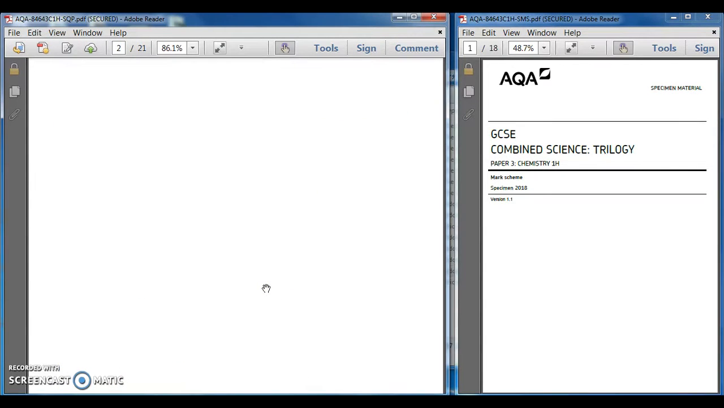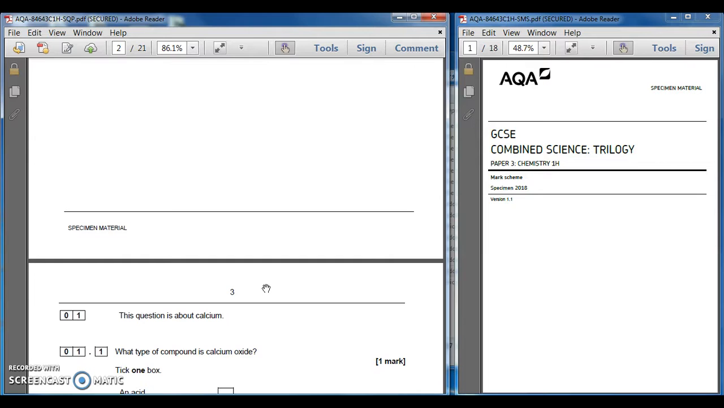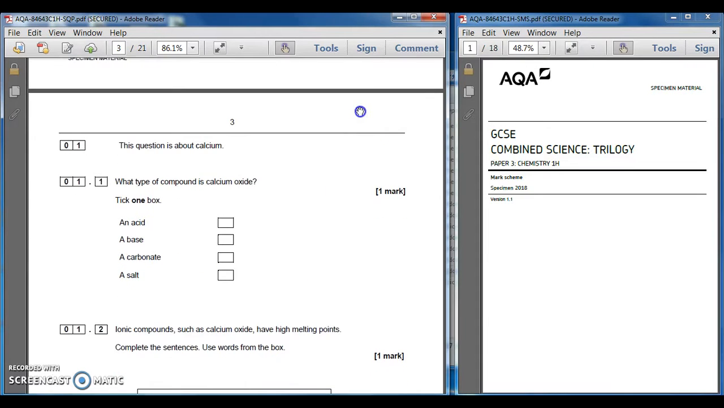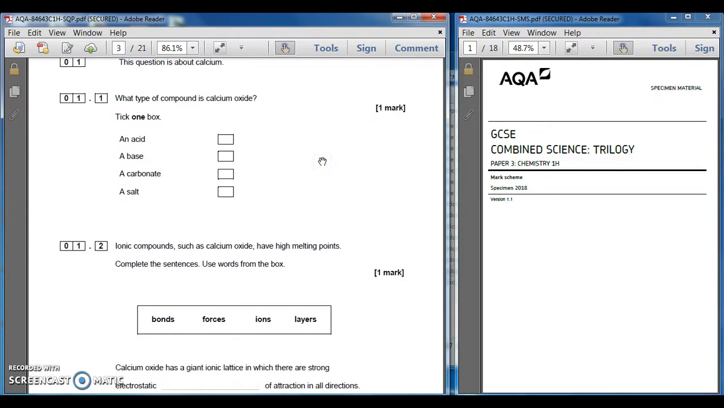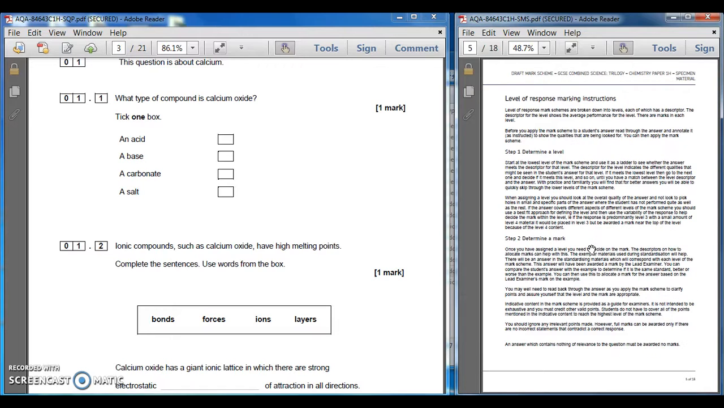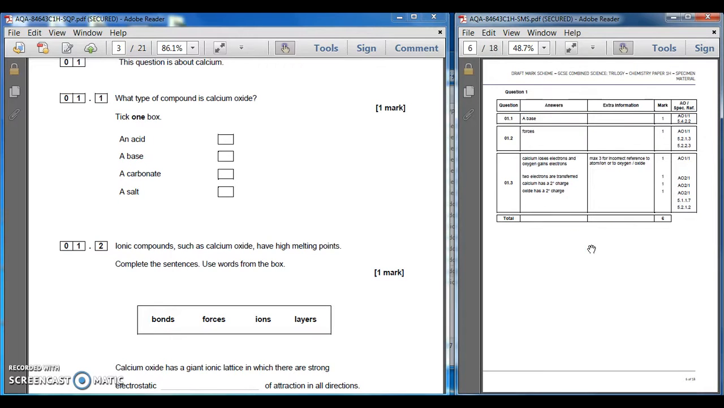Right, so straight in with question number 1. A lot of people still got these multiple choices wrong. First box that we need to be ticking is that calcium oxide is an example of a base. You need to know what happens when you have an acid reacting with a base, a carbonate, and also with a metal. Bases are insoluble substances that react with an acid.